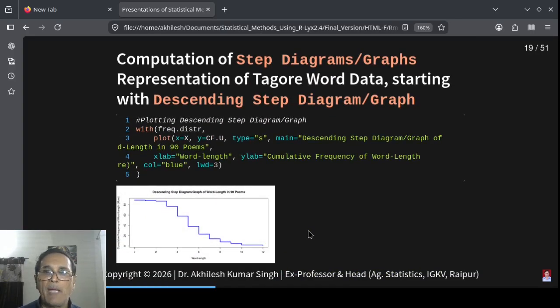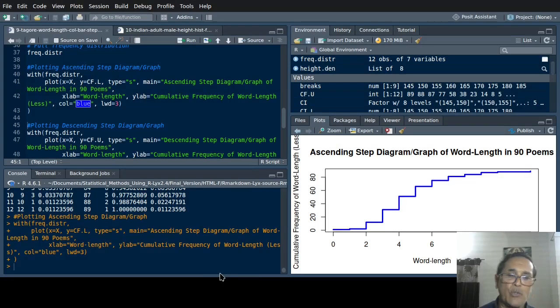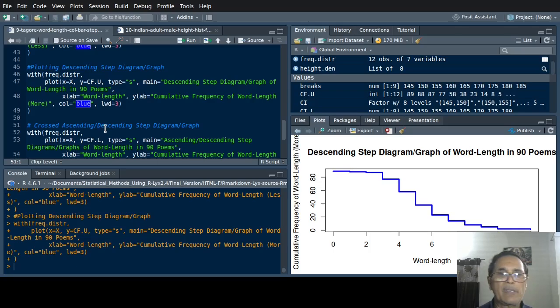Computation of step diagram, descending type. This is descending type. What we do, there is no change from the previous one, except that the y value is now the upper one. Okay, and we can show it in RStudio also. In RStudio, see, this is the descending type. Okay, coming back to our presentation.